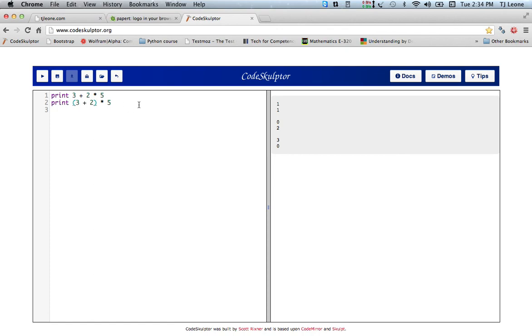Okay, so this first one, let's clear the console, should come out to 3 plus the product of 2 and 5. So 3 plus 10 should be 13. And then here we should see the sum of 3 plus 2 times 5. So 3 plus 2 is 5, times 5 is 25. So let's try that. And there we go, 13 and 25. Okay, so yeah, that's it for now for arithmetic operations.